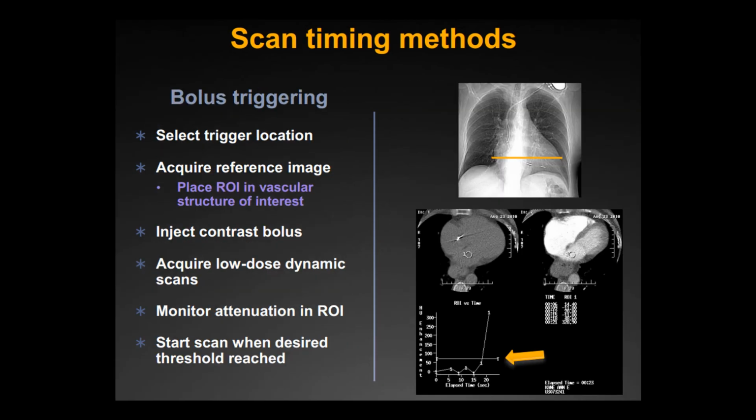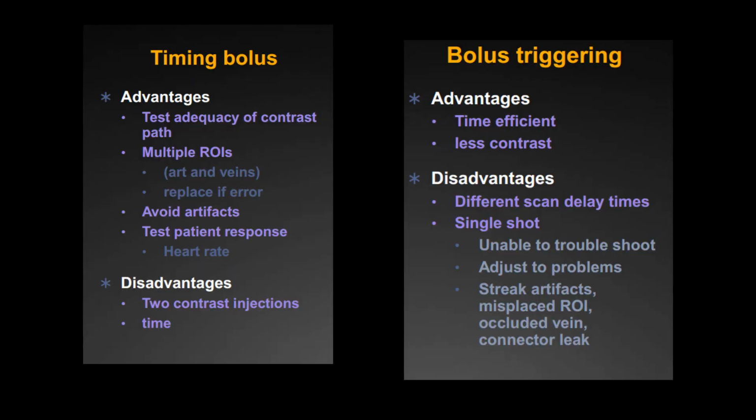Bolus triggering is similar in that an ROI is placed in the structure of interest, but the full contrast dose is injected right away, and the ROI in the target structure is continuously monitored. Then when it reaches the desired threshold of attenuation, the scan will start. Each method has its pros and cons, which you can pause and read through on this slide here if you're interested.